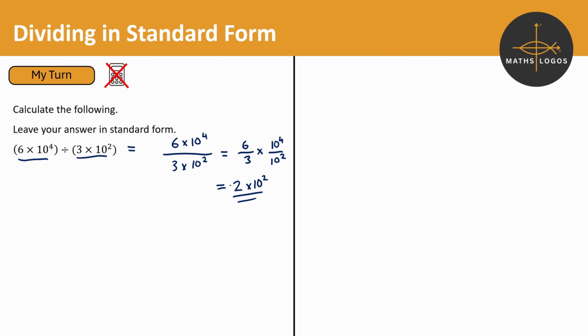Now, one way is to write it out like this every time. The other way is to split it like this. I know I need to do 6 divided by 3. And here's the bit where people get confused, because they might be tempted to put down a division, which is why I showed you this way. But I'm then going to multiply that by 10 to the power of 4 divided by 10 to the power of 2.